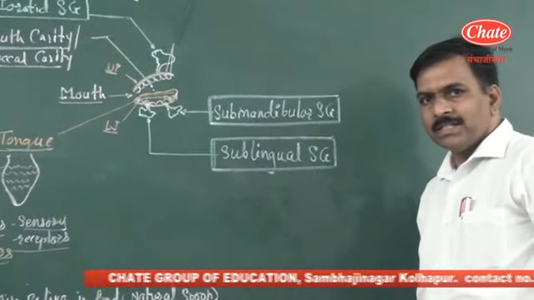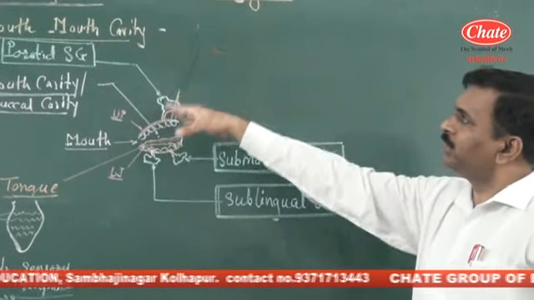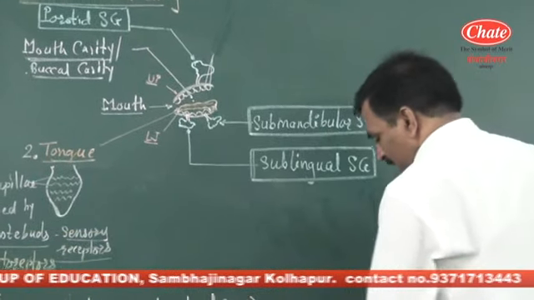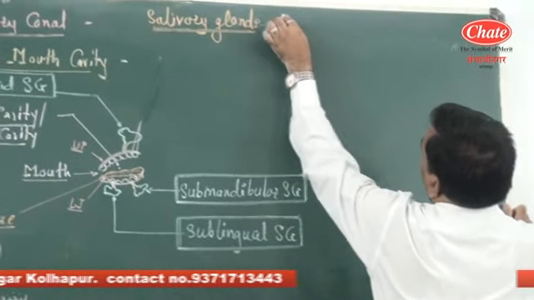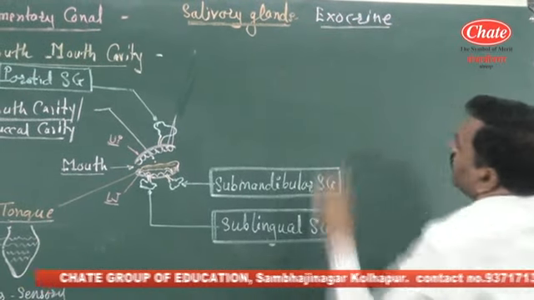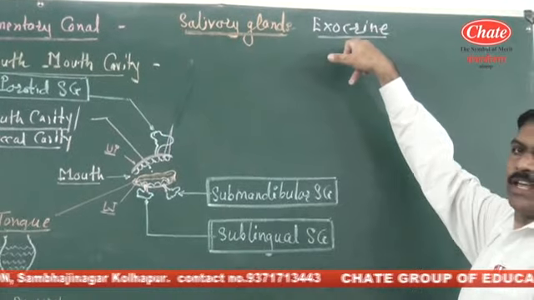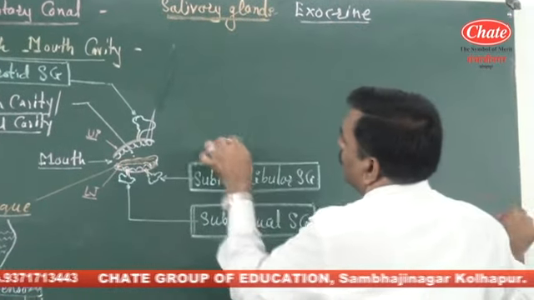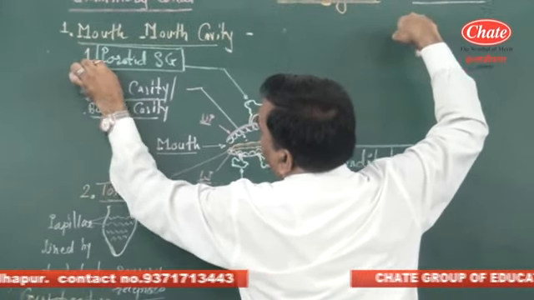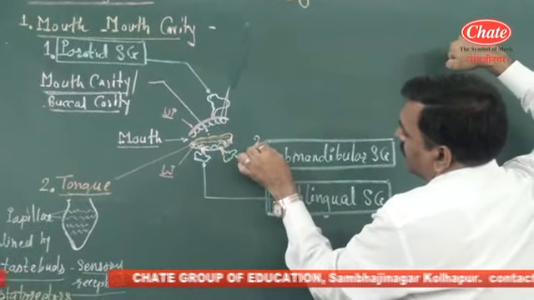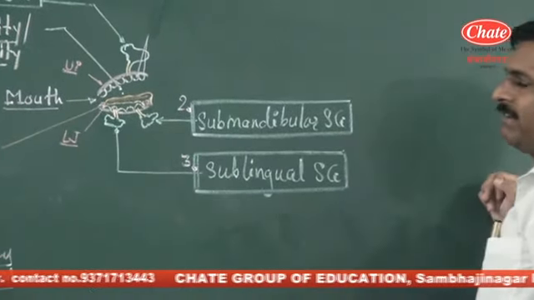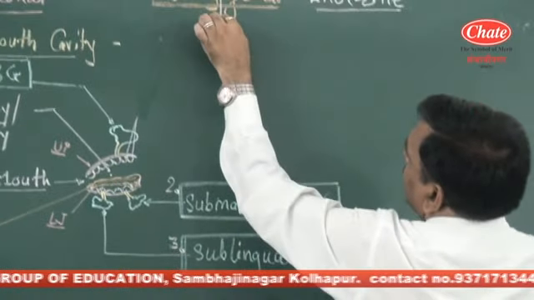Here we will simultaneously discuss the digestive gland associated with the mouth cavity, the salivary glands. When we focus on the salivary glands, these salivary glands are exocrine in nature. Exocrine in nature means they discharge their secretion along with the duct. And we found that there are 3 salivary glands present. First, the parotid salivary gland. Second, the submandibular salivary gland. And third, the sublingual salivary gland. So salivary glands are of 3 types.